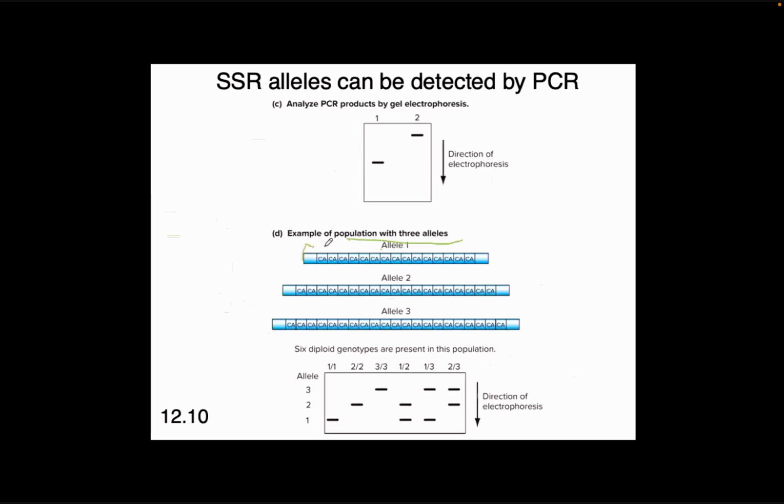Primers are just to the blue region, the solid blue region on the outside. Remember, that's unique chromosomal sequence that's identical in each allele. What's different between the alleles is the number of CA repeats.